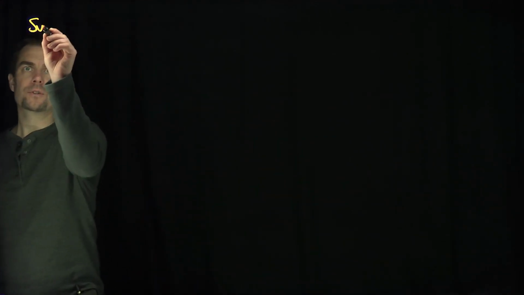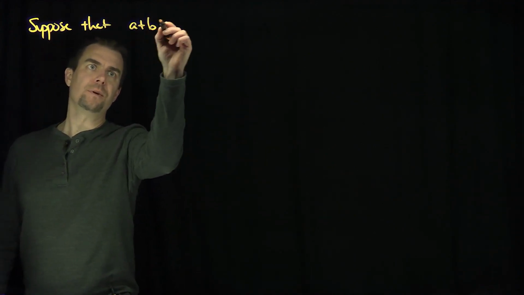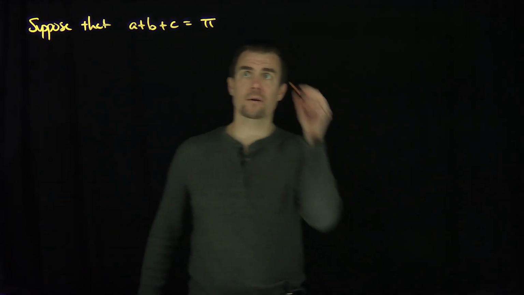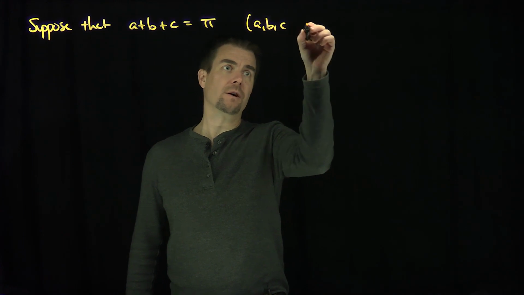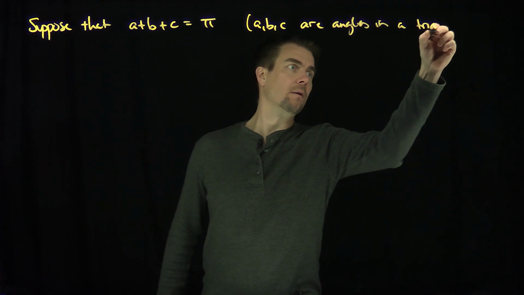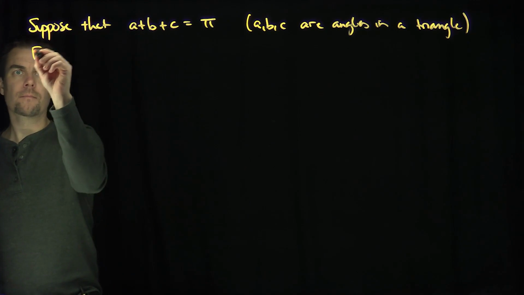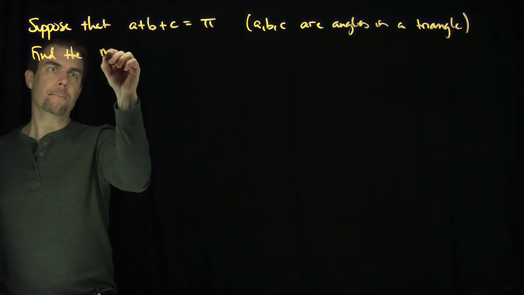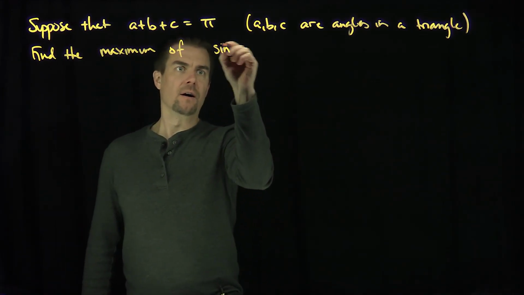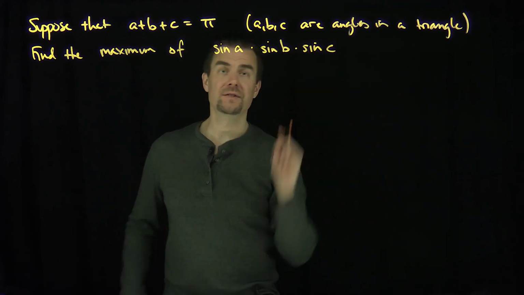So our problem is that we're going to suppose that a plus b plus c is equal to pi. So a, b, and c are the angles in a triangle. And I want to find the maximum of sine of A times sine of B times sine of C.